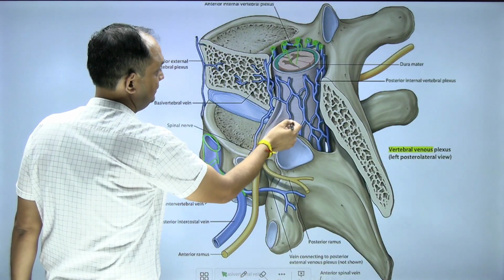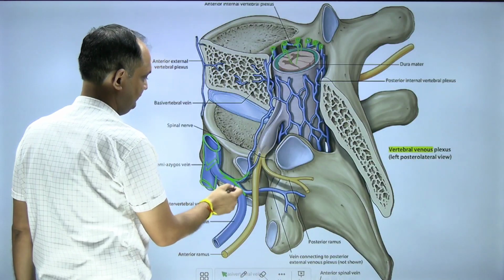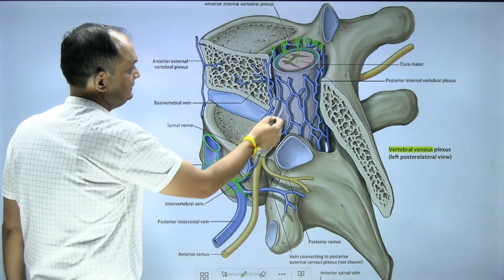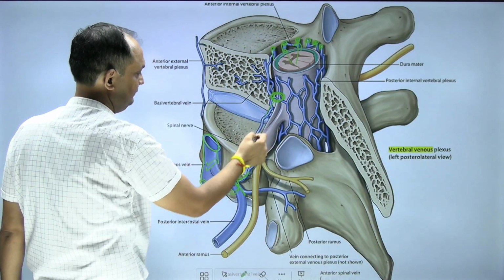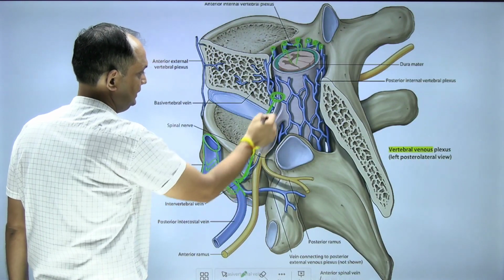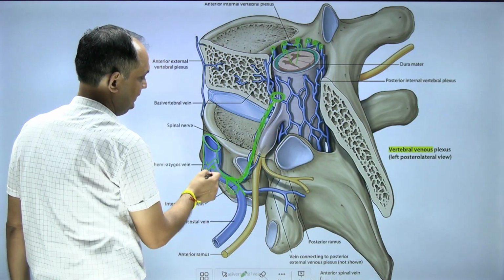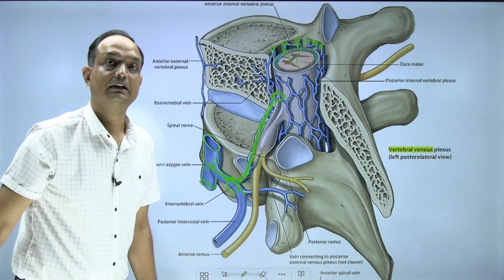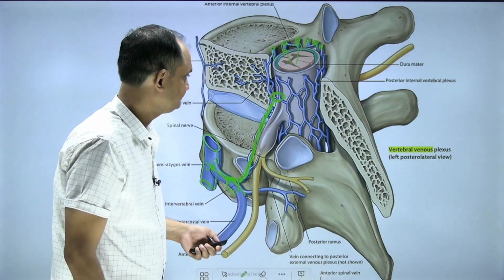So the external vertebral venous plexus is receiving the blood from the internal vertebral venous plexus by this communicating channel, and ultimately the vein is draining into the azygos system of veins.